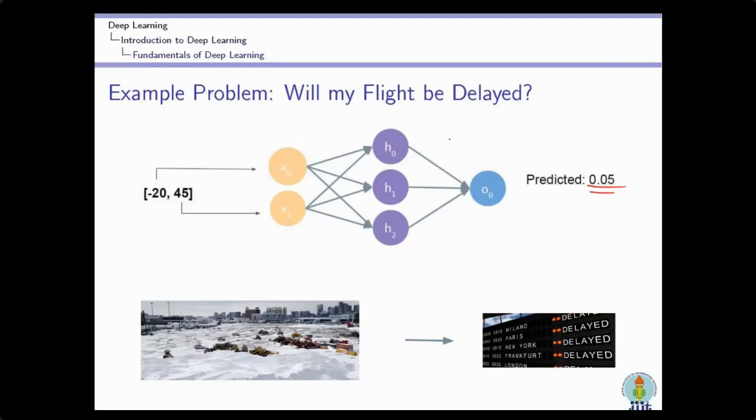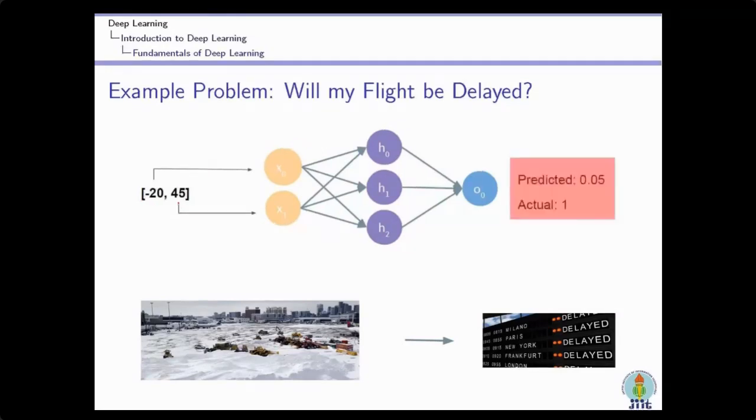But this is a labeled training sample, which means I know at this environmental condition what the output of my system should be. So let's take that at this particular condition the actual output was that the flight was 100% delayed, but my system is giving the prediction 0.05. So there is a difference, and I have to design a system so that this difference can be minimized. So now I will calculate the loss.